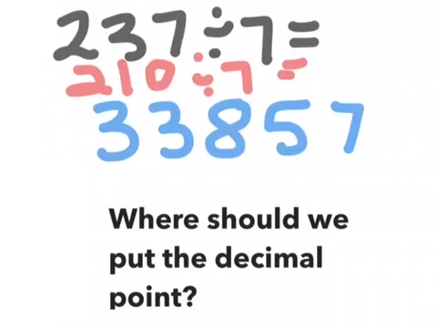Well, if I think about this for a minute, and I say, okay, my answer has to be close to 30, the only possible answer, and the only one that makes sense, is for me to put my decimal after my 33, so my answer becomes 33 and 857 thousandths.